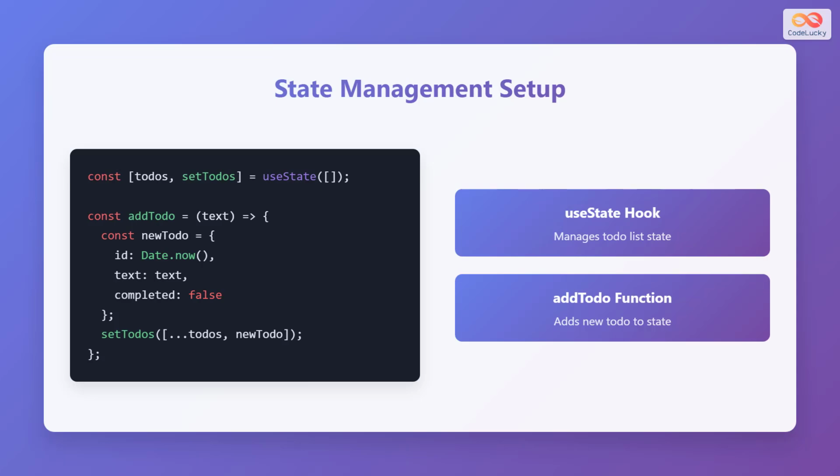Next, we create the addToDo function, which takes text as input. It creates a new to-do object with a unique ID generated using Date.now, the provided text, and a completed status set to false. Finally, it updates the todos state array by adding the new to-do item to it, using the spread operator to create a new array with the existing todos and the new one.